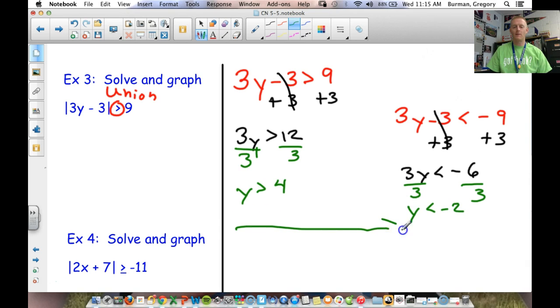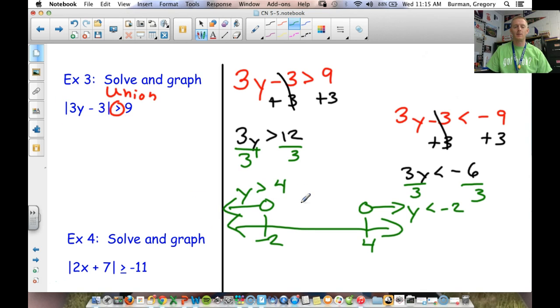So if we were to graph that, we have a negative 2, we have our 4, open circles at both of these things. Y is greater than 4 goes this direction. Y is less than negative 2 goes this direction. So our numbers that could work are any number that is less than negative 2 and any number that is greater than 4 if we were to plug it back into our inequality.